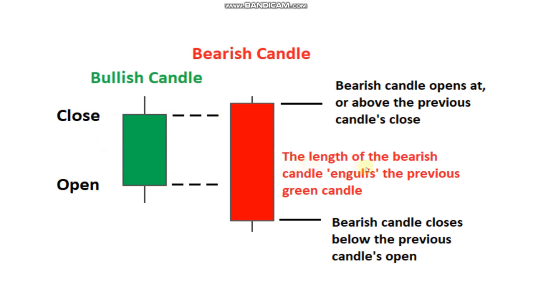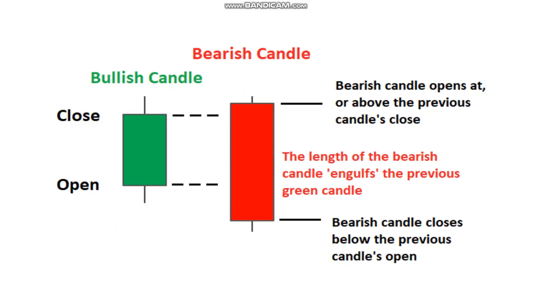See, the length of the bearish candle engulfs the previous green candle. The bearish candle opens at or above the previous candle's close. It has opened at the closing of the previous candle, and the bearish candle closes below the previous candle's open. And see, it has closed below the open of the previous candle. Ultimately, it has engulfed this whole green candle, so it is called a bearish engulfing candle.